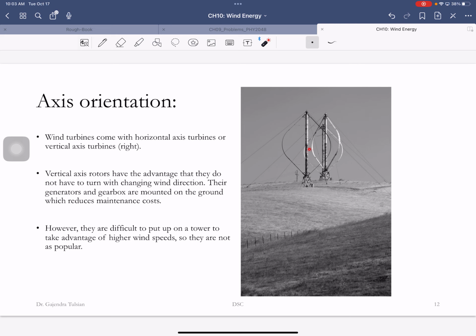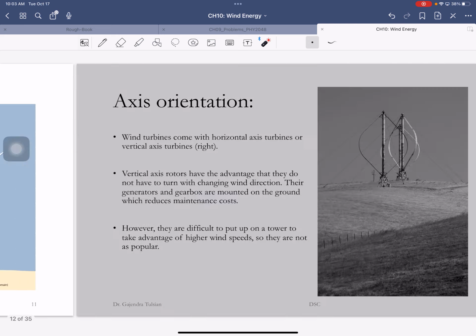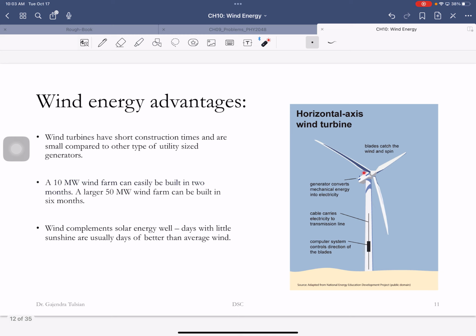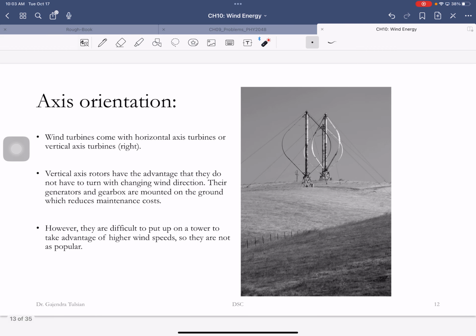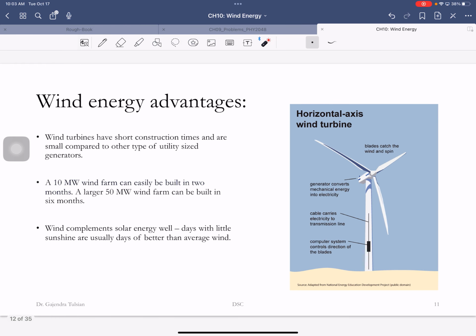The advantage this one has is that the wind direction changes. Right now the wind is blowing this way, and so you have to face the wind. But if the wind is blowing this way, you have to turn this one to face the wind. This one you don't have to turn. The wind can blow in any direction it wants, and it'll always capture wind, except that you can't put this on a high tower. So this is a vertical axis windmill, and this is a horizontal axis windmill.